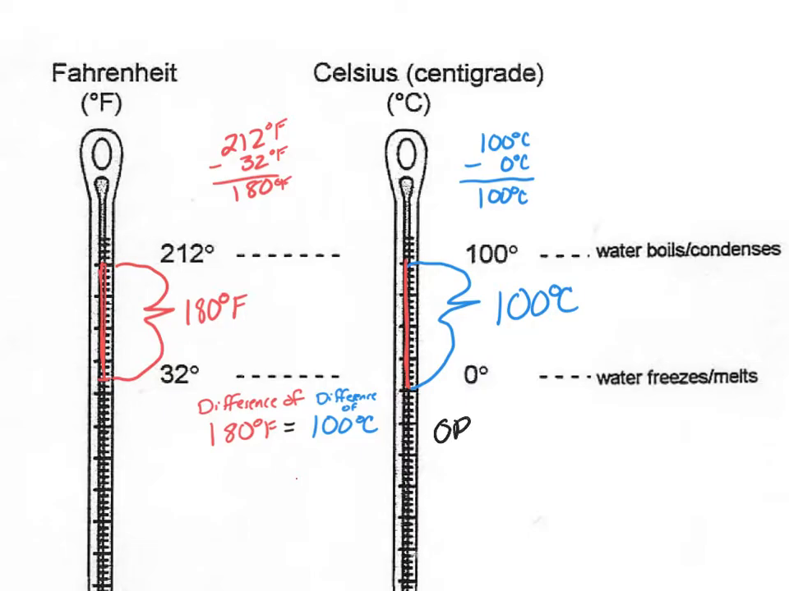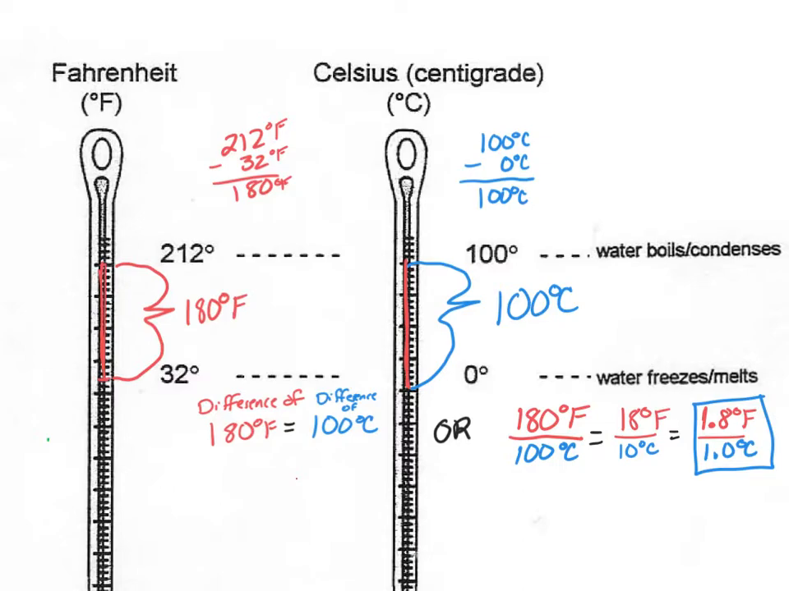We're going to make this into a ratio, and we're going to see that for every 18 degrees Fahrenheit, there's 10 degrees Celsius, or for every 1.8 degrees Fahrenheit, there's 1 degree Celsius. What that means is there are almost 2 degrees Fahrenheit for every 1 degree Celsius. That means that the Celsius measurement is larger and the Fahrenheit measurement is a smaller unit.